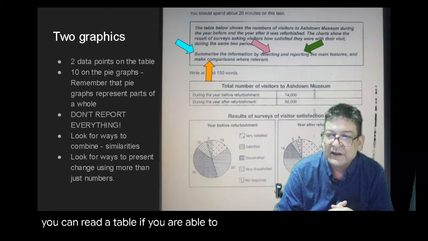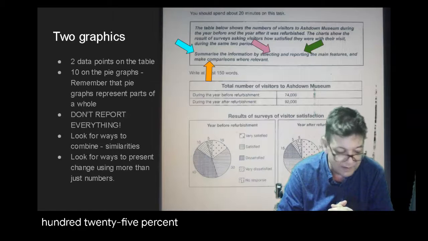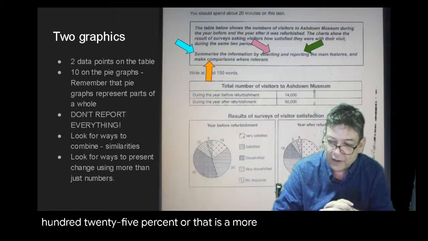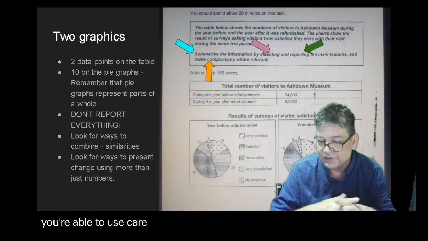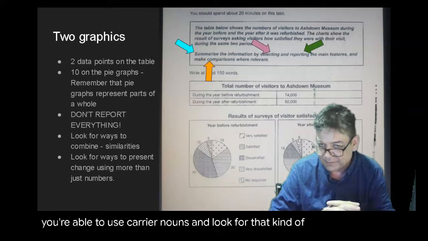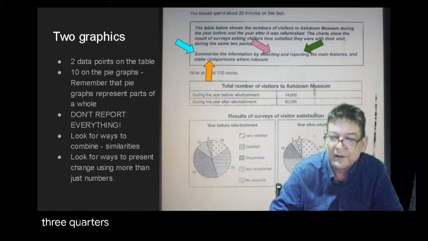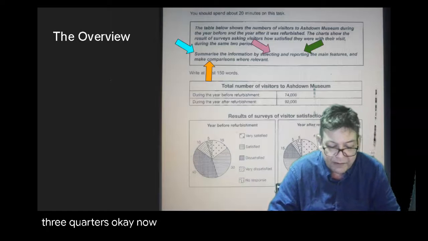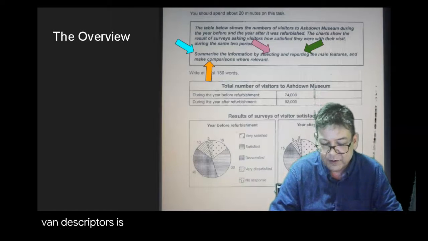If you are able to say it increased by 1/4 or 125%, that is more thorough, it shows that you're able to use fractions and look for that kind of thing. Quarters, halves, 3/4. Remember?